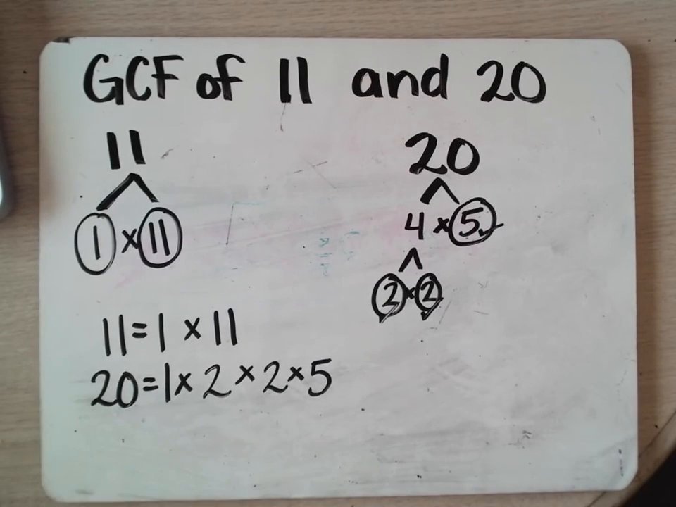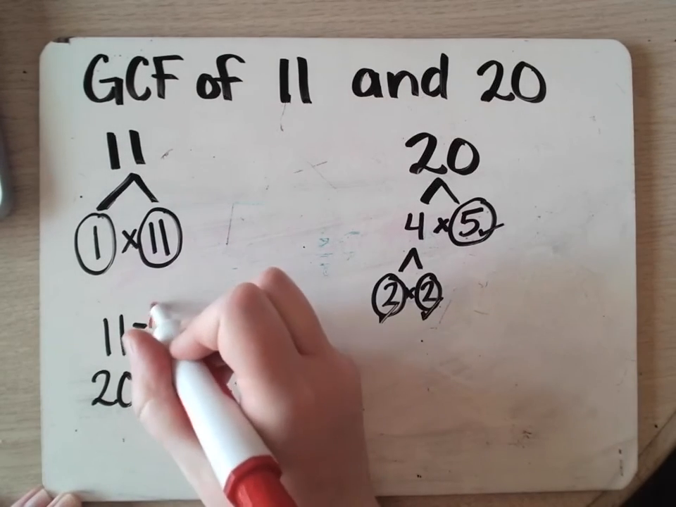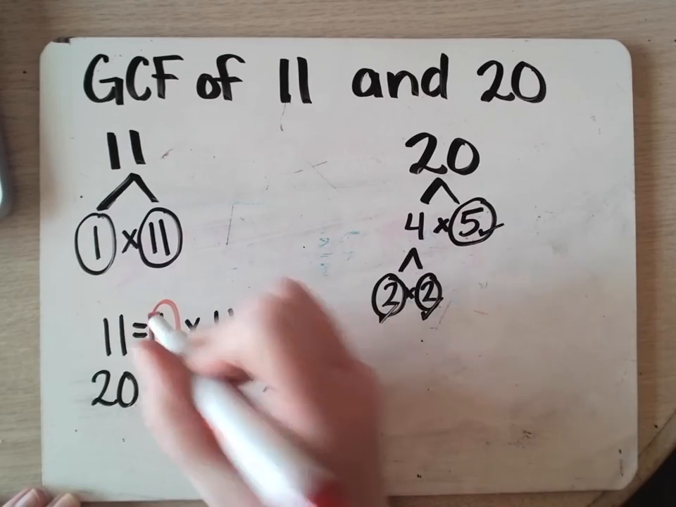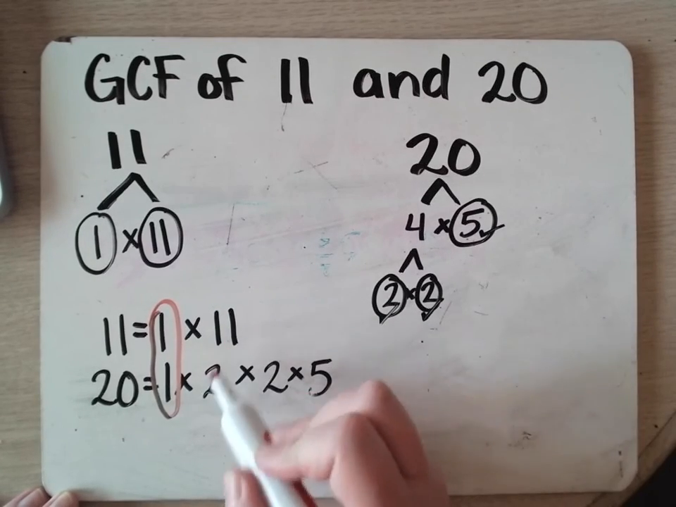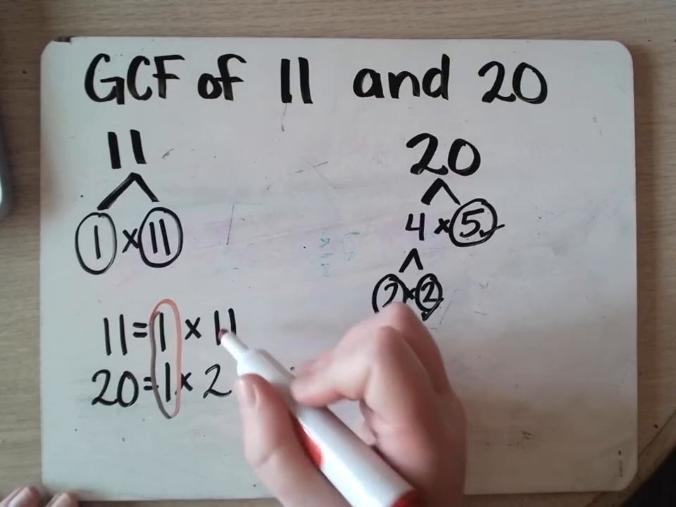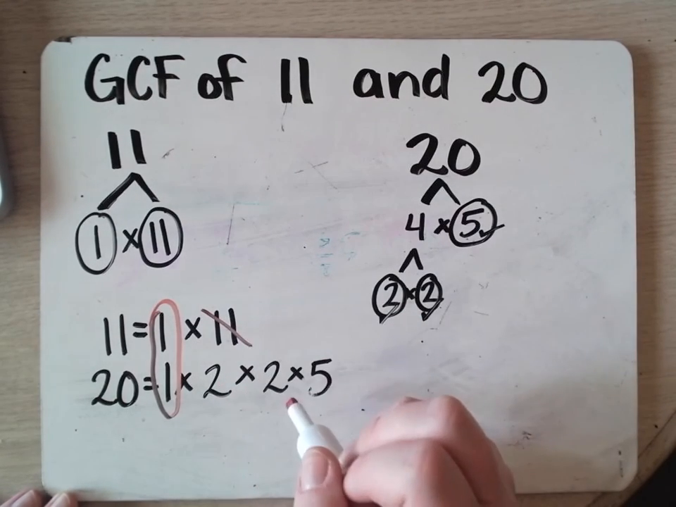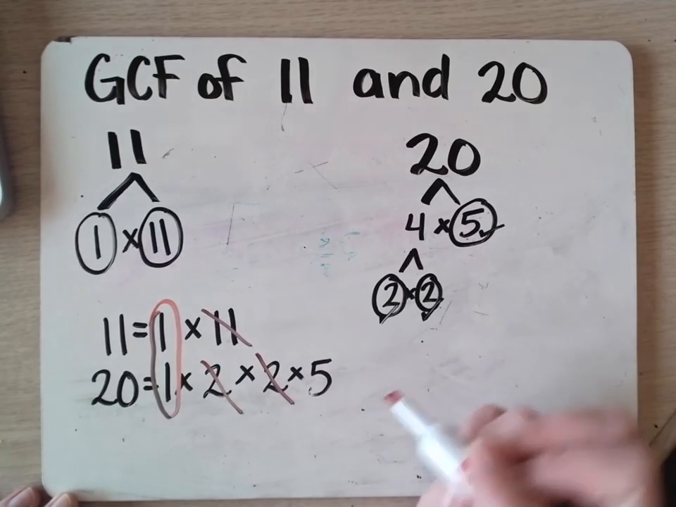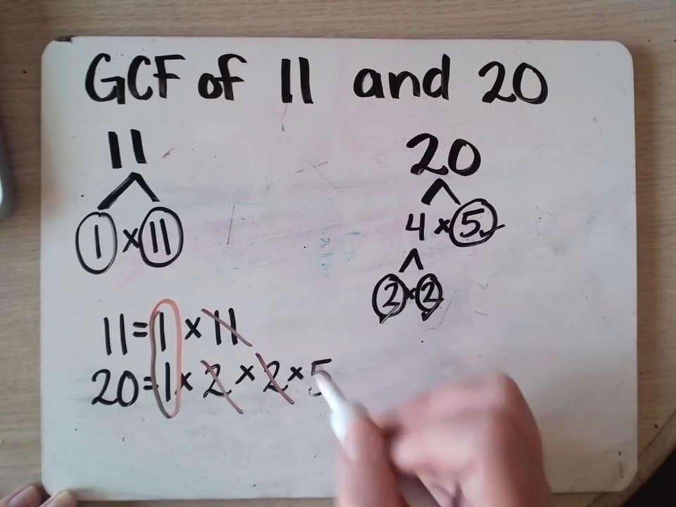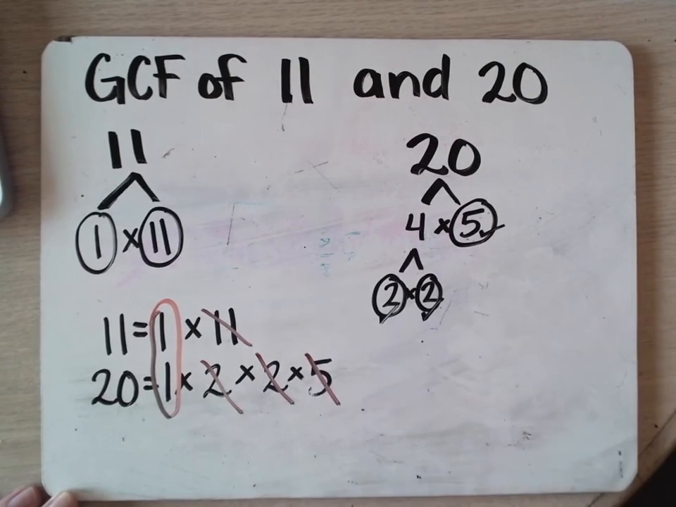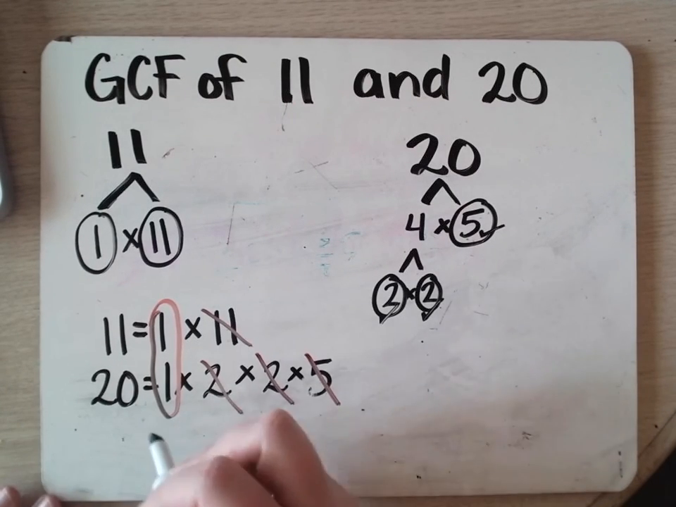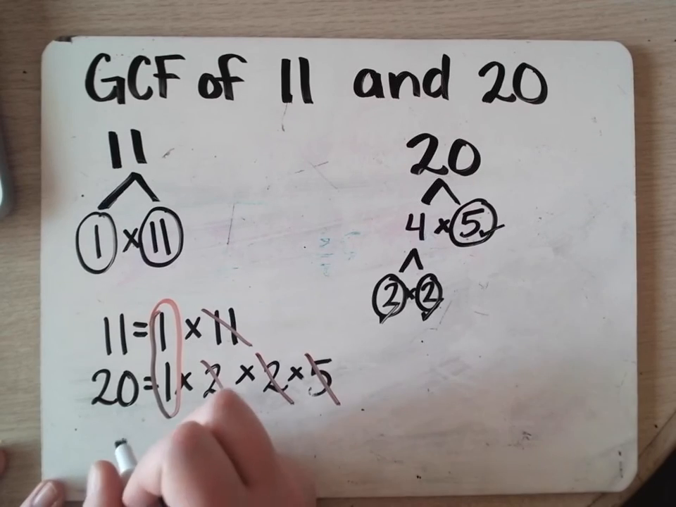Now, just like usual, you circle the numbers that match. So you're looking for a pair. So I have a pair of 1s. I don't have an 11 in my list for 20, so I can cross that off. I also do not have a 2 in my list for 11, so I can cross off those 2s. And I do not have a 5 in my list for 11, so I can cross off that 5. That means the only number that I have a pair of is 1.